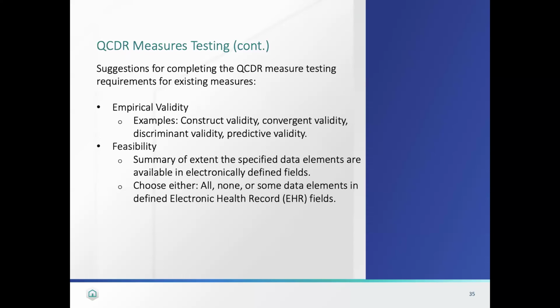These last 2 slides just show some examples of testing and suggestions for completing the testing fields. Some examples for empirical validity are construct, convergent, discriminant, and predictive. For feasibility, there will be 3 choices to choose from for the extent that the measure's specified data elements are available in electronically defined fields. There will also be an additional free text field where you can provide any additional information for confirming feasibility for that measure.